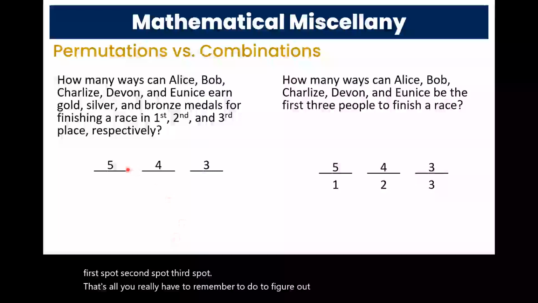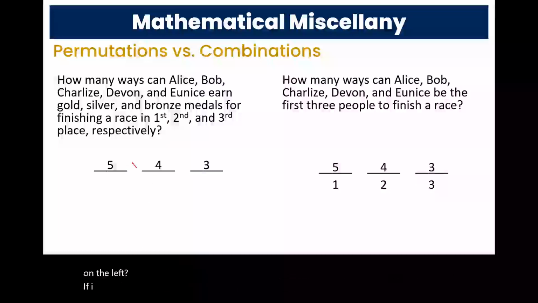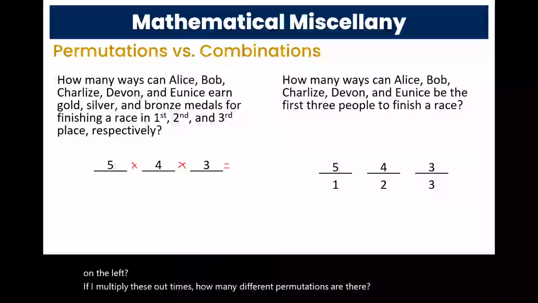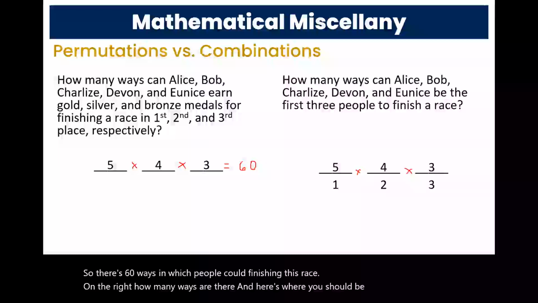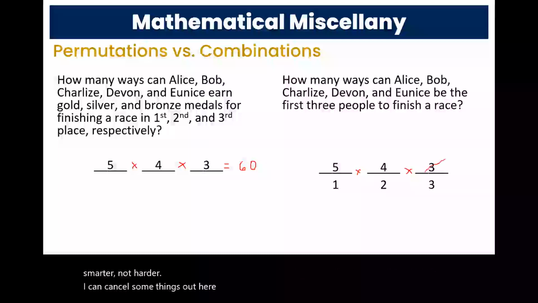So what is my answer on the left? If I multiply these out, how many different permutations are there? There are 60 ways in which people could finish in this race. On the right, how many ways are there? And here's where you should be working a little smarter, not harder. I can cancel some things out here, can't I? 3 and 3 cancel.